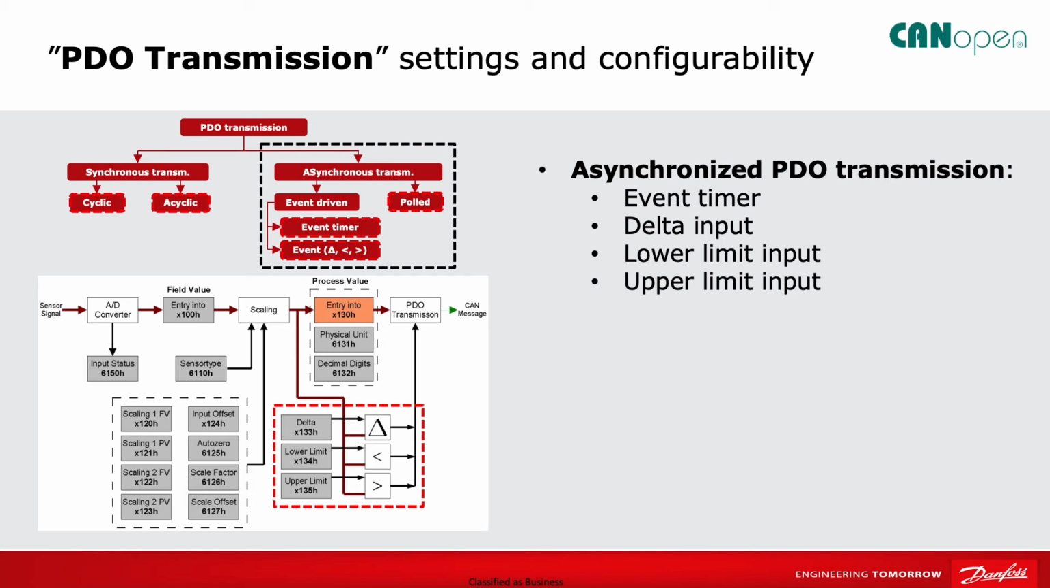The next one is delta. That means looking at the measurement value. You can define a window, and if the value stays within the window, nothing will happen. But if it goes outside the window, outside the delta, a PDO will be transmitted.